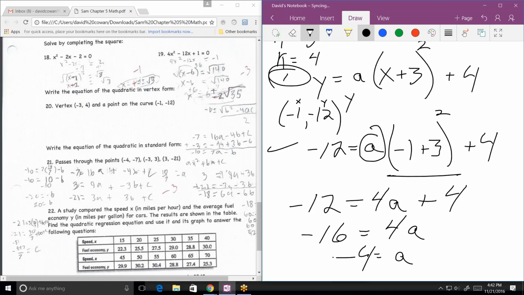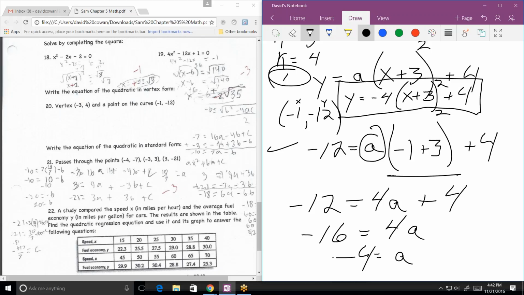So our answer is going to be y equals negative 4. And now your answer always has the x and y in it. Okay? The only reason we plugged in that point was so we could solve for a. But in terms of the equation of the quadratic, this is it. And you will always have an x and a y, and this is squared, excuse me. You will always have an x and a y in your answer.